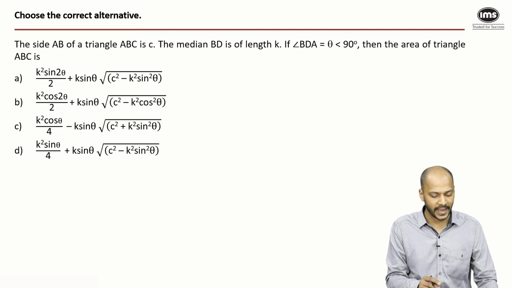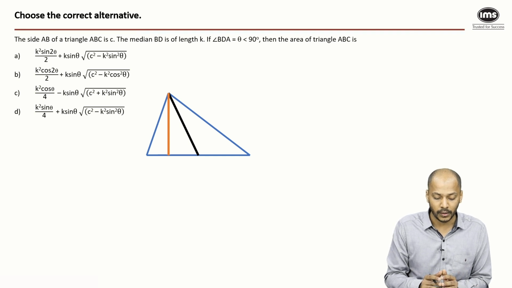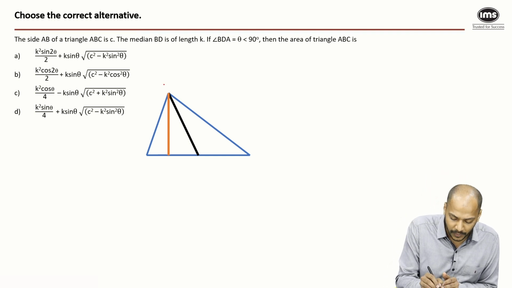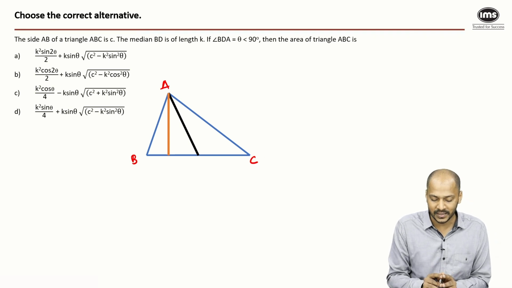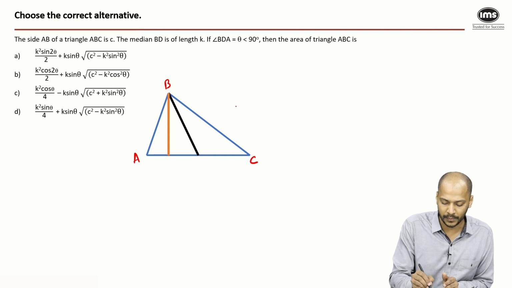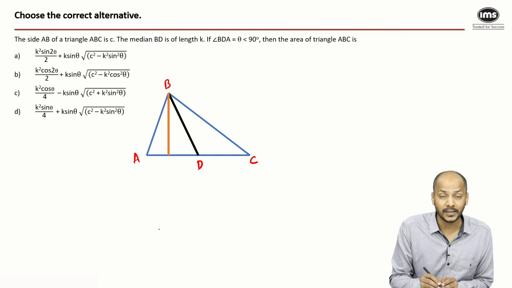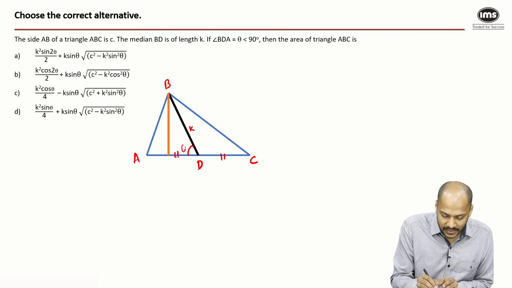If I just draw the diagram also and understand what is given. So we've been given side AB of triangle ABC, so let me name it as ABC. The diagram would be something like this. The triangle ABC is this, and BD is the median. Let me take B on top and A over here. So ABC. All right. BD is the median, and BD is of length K. So this and this is equal. And this angle is theta.